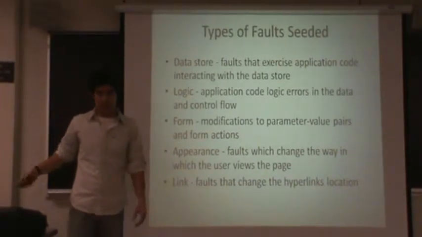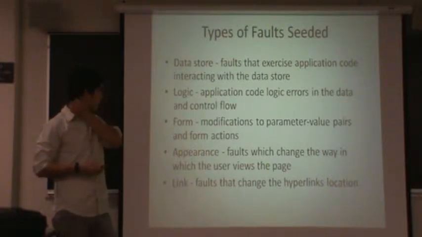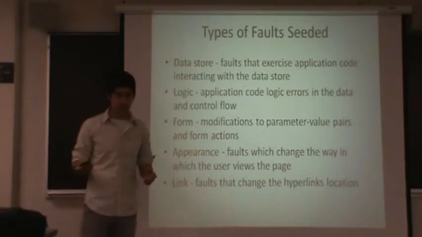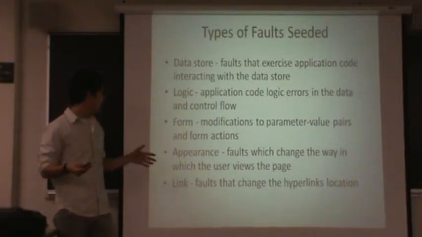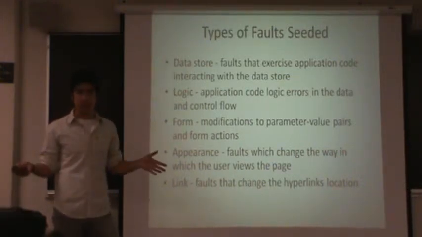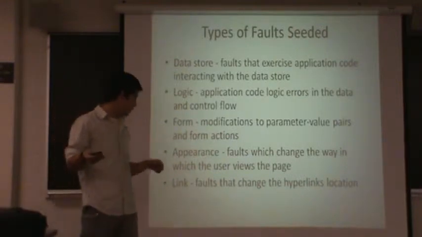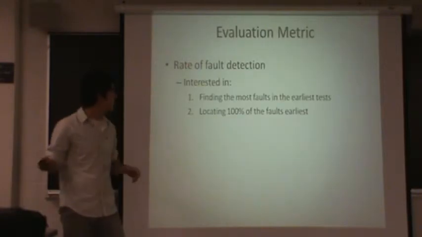There were 5 types of faults seeded in the application. First, we have data store faults, which exercise application code interacting with the data store. Logic faults are application code logic errors. Form faults are modifications to parameter value pairs or form actions. Appearance faults change the way in which the user views the page. And link faults change the hyperlinks of the page.